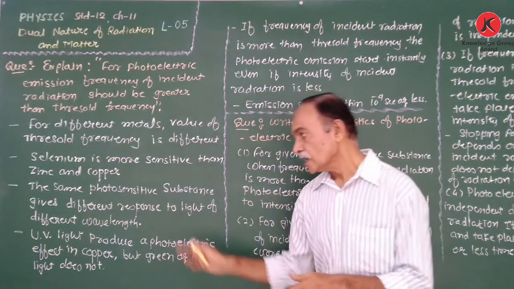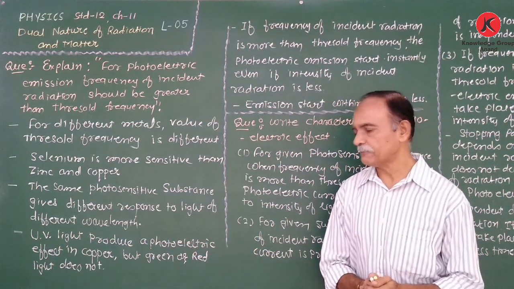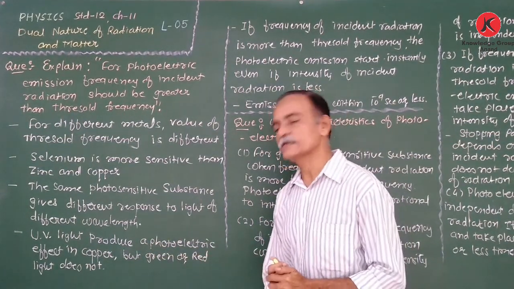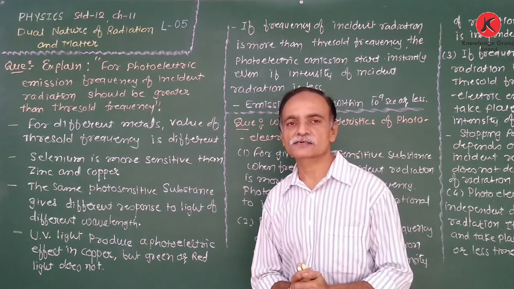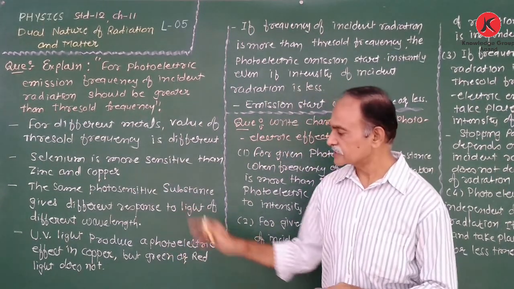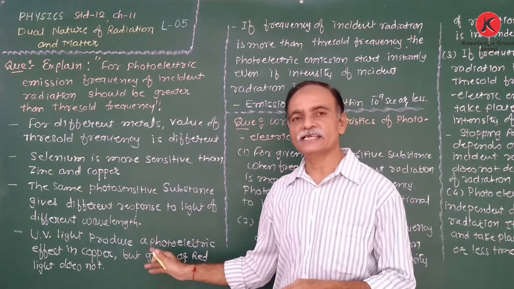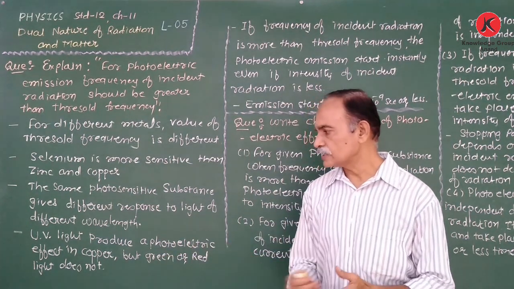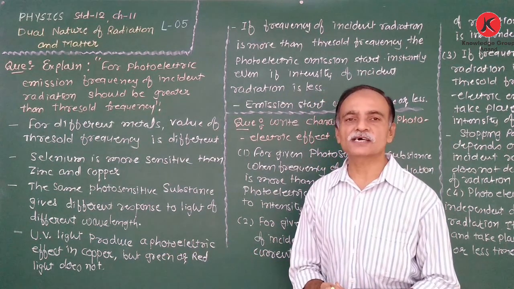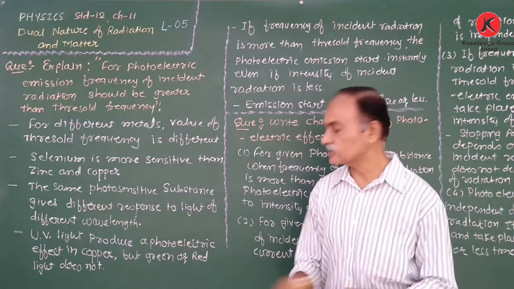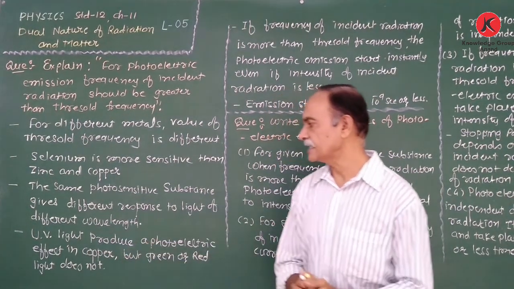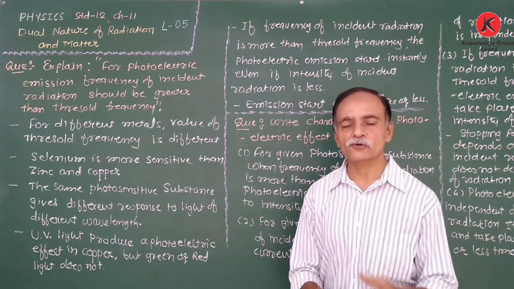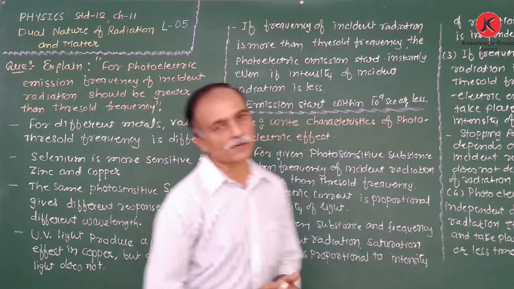Okay. UV light produces the photoelectric effect in copper, but green and red light do not. So for a copper photosensitive surface, ultraviolet light can produce photoelectric emission, but green or red light does not produce the photoelectric effect, because the frequency of green and red light is less than that of UV light. Therefore, it can't produce photoelectric emission in copper.